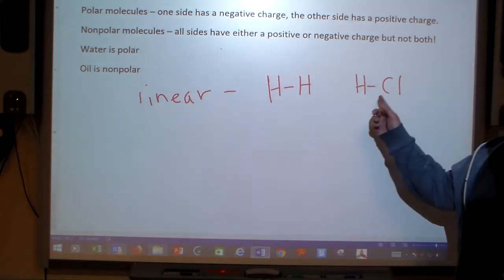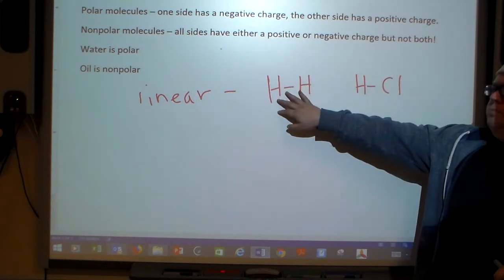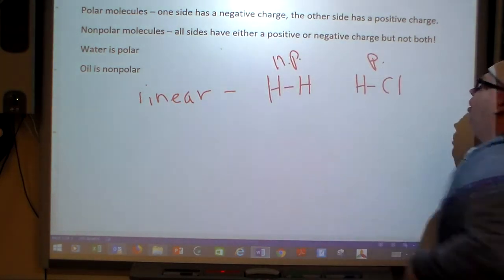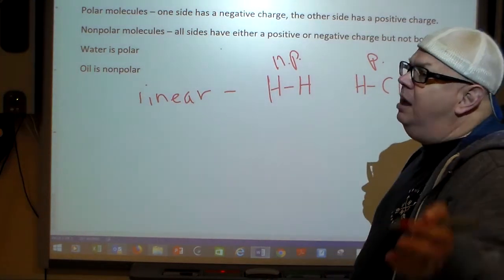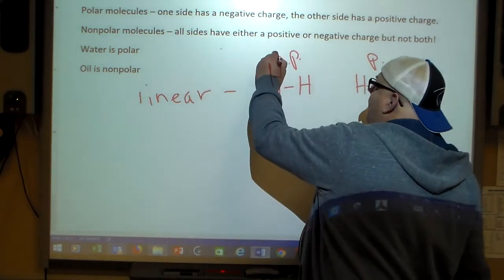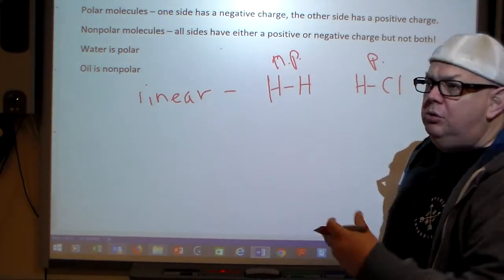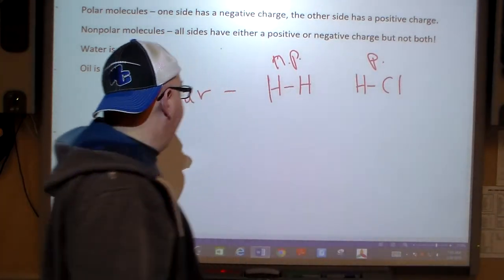This is different. It's asymmetrical. Remember, we talked about that. So nonpolar, so I'm going to write NP for nonpolar, and here it's polar. I am not worried about how polar it is. I'm not going to worry about that. Okay? I just want you to be able to look at a molecule and be able to tell me, is it polar or nonpolar? That's it. So linear, it can go either way.